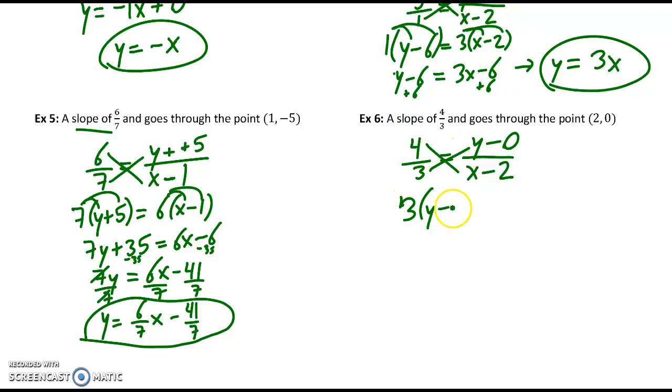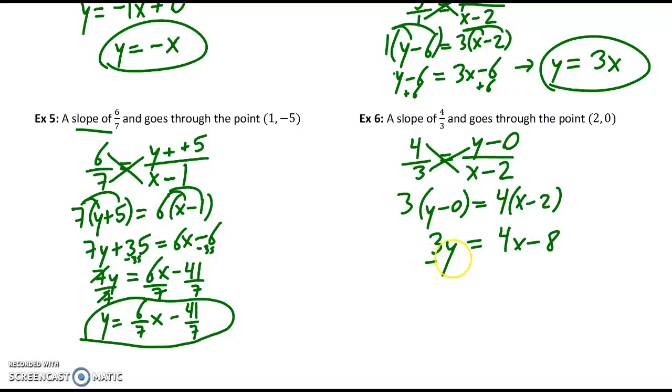3 times y minus 0, which really I don't care about the minus 0 part. I started to write 4, but I meant 3. And that equals 4 times x minus 2. 3 times y minus 0 is just going to be 3y. This side will be 4x minus 8. The only thing I have to do here is divide everything by 3. And when I say everything, I mean everything. So y equals 4 over 3x minus 8 over 3.